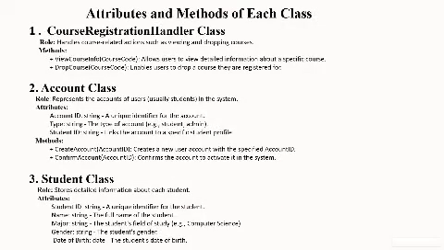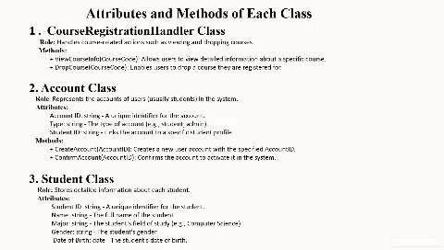Now let's discuss about the attributes and methods of each class of the class diagram of online course registration system. First one is course registration handler, which handles actions like viewing and dropping the courses. The methods include view course information, which displays the details of the selected course, and drop course, which allows a student to withdraw from a course.